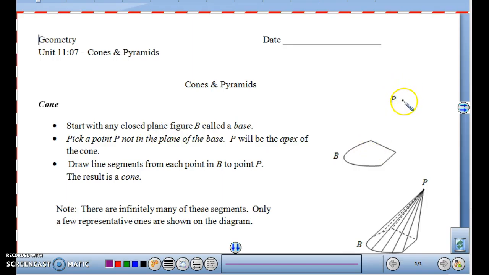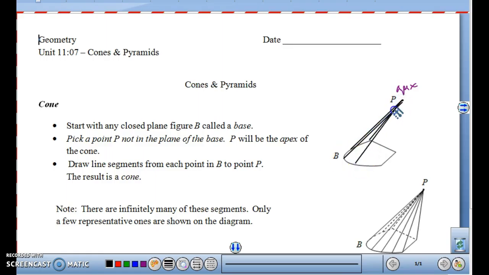And point P is up here, not on the plane of the base. This is called the apex of the cone. And if we draw line segments from each point on B to P, we create a cone. It doesn't matter what point you pick, you just all go to P from here and you create a cone.